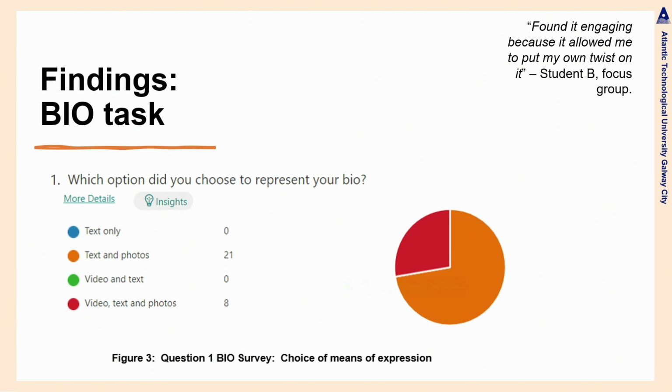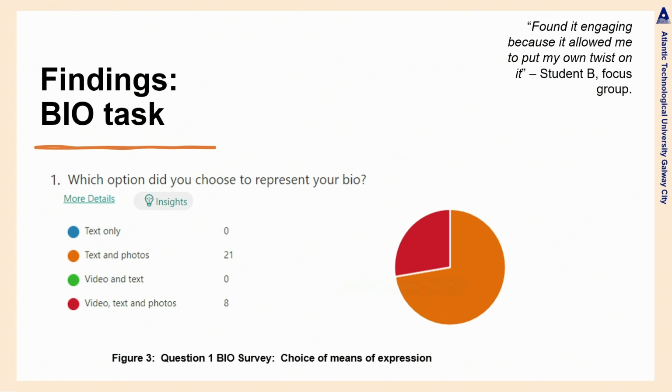So just some of the findings. The first thing was in relation to the bio task. I asked them which option they chose to represent their bio. You can see the majority of them there chose the text and photos. Nobody chose text only. Obviously the photos are visual, so they felt it was a good way to get their message and their personality across in terms of using photographs.